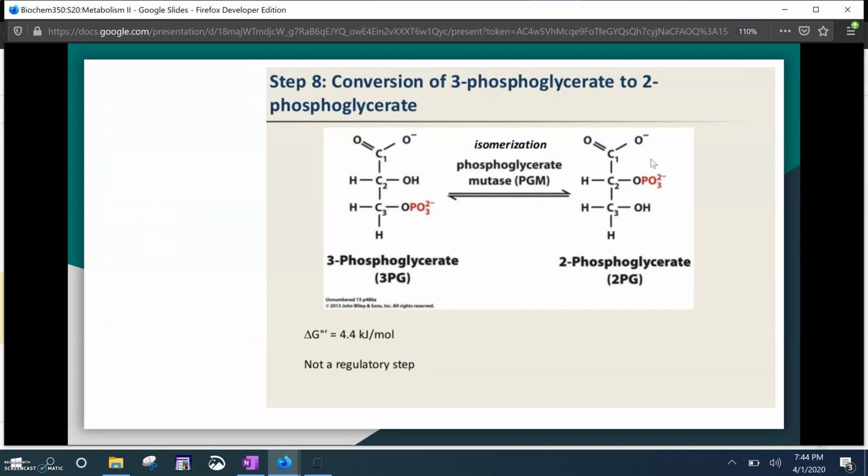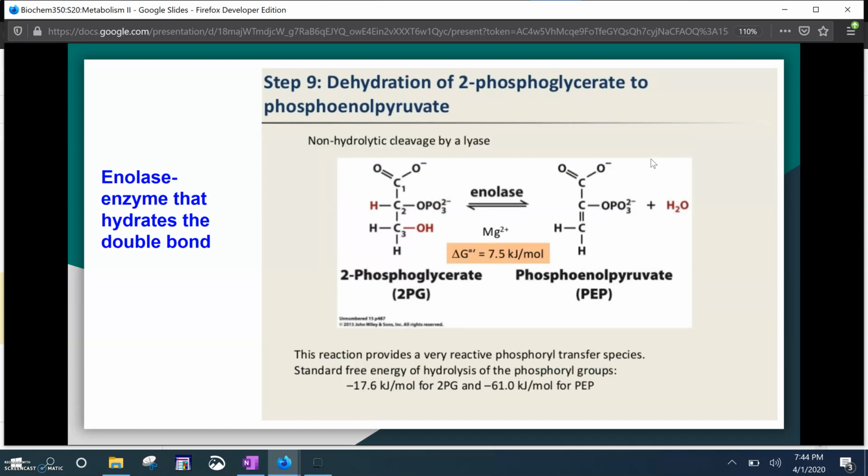Step 8 then is the conversion of 3-phosphoglycerate to 2-phosphoglycerate. You're just moving something from one place to another, so that's an isomerization reaction. And the enzyme is just a mutase. So this is phosphoglycerate mutase. It's just moving the phosphate from one place to another. Delta G is 4. It's not a regulatory step. It's just setting things up in the right position.